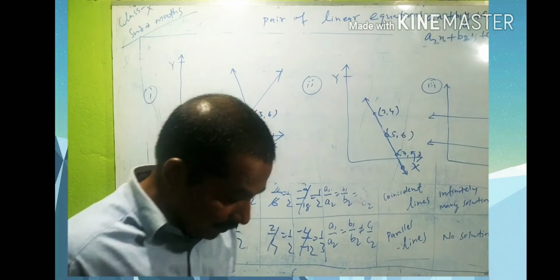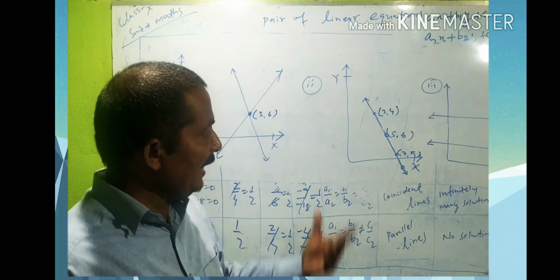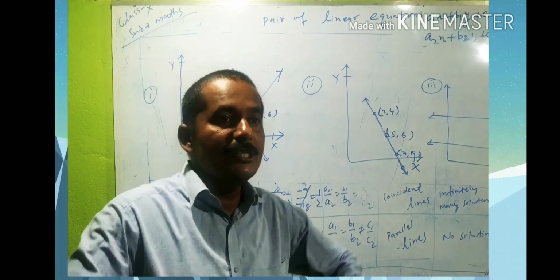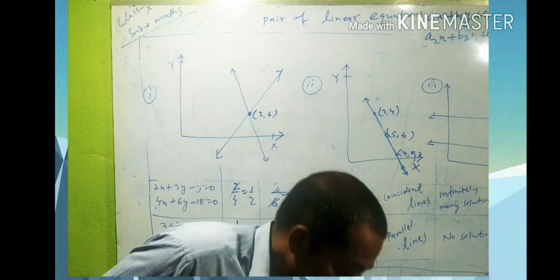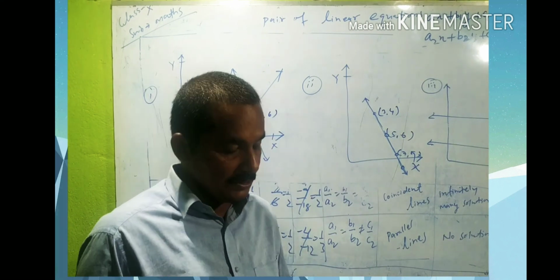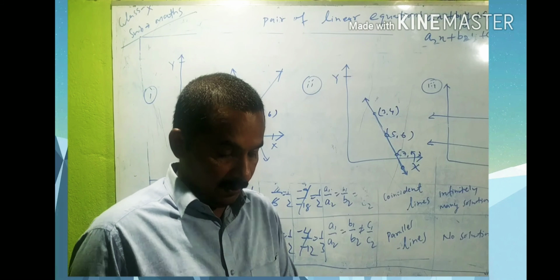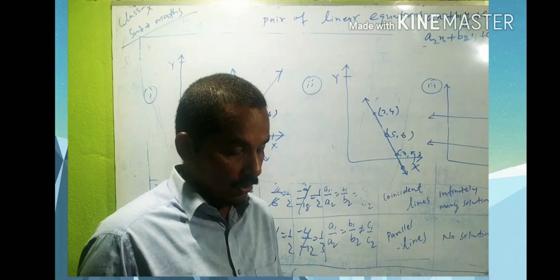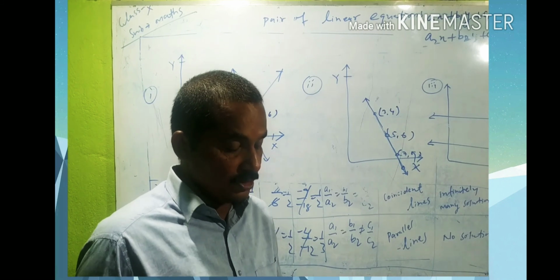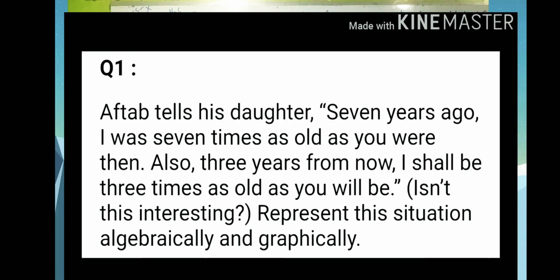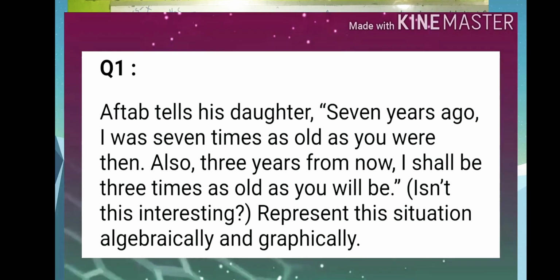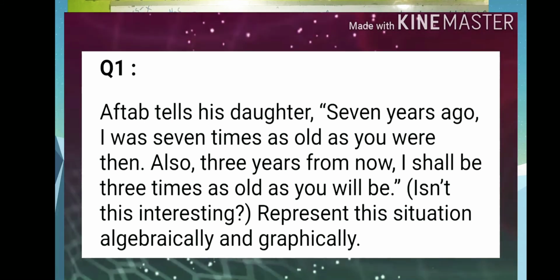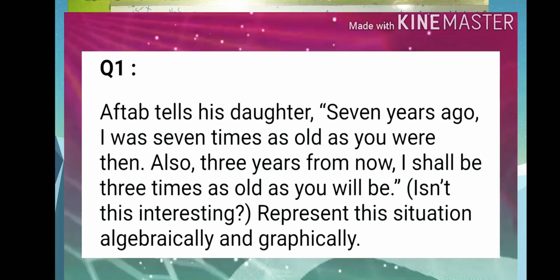And if anything is left here, then I will try my best to present it in the next class, but I will try to touch the exercise given in your book now. Look at the very first exercise of chapter 3. Aftab tells his daughter, 7 years ago, I was 7 times as old as you were then, and also 3 years from now, I shall be. This is the question here.